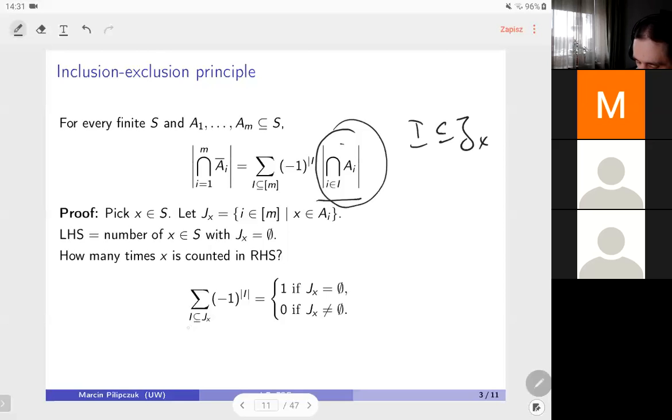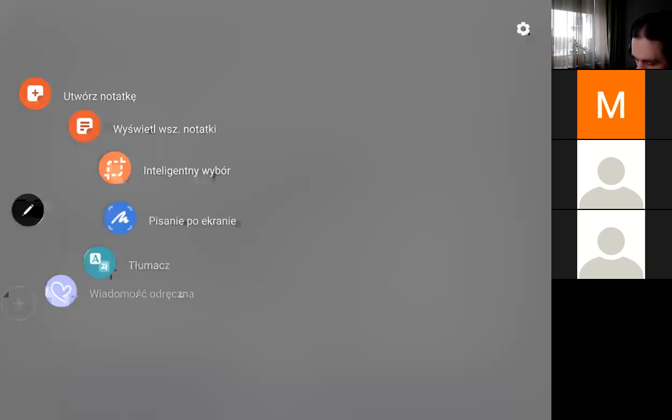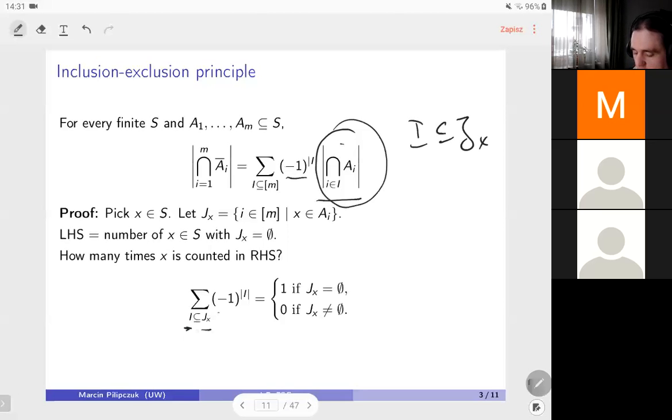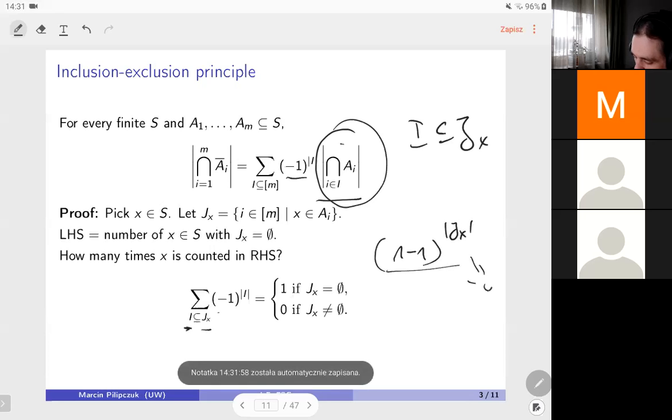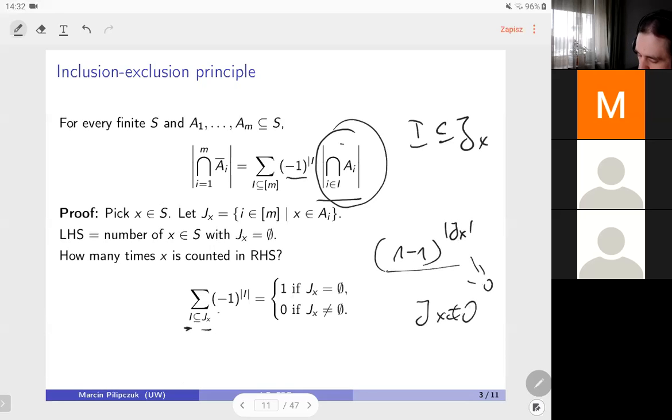So it will be counted for every I inside J_X, but there will be a sign plus or minus depending on the parity of the size of I. So what we are doing here, we are really counting, for all subsets of J_X, (-1) to the size of the subset, and this is (1 minus 1) to the size of J_X if J_X is not empty. But if J_X is empty, there's only one guy in the sum, and this is 1. So this is 1 if J_X is empty, and 0 otherwise, because this is 0 if J_X is not empty.